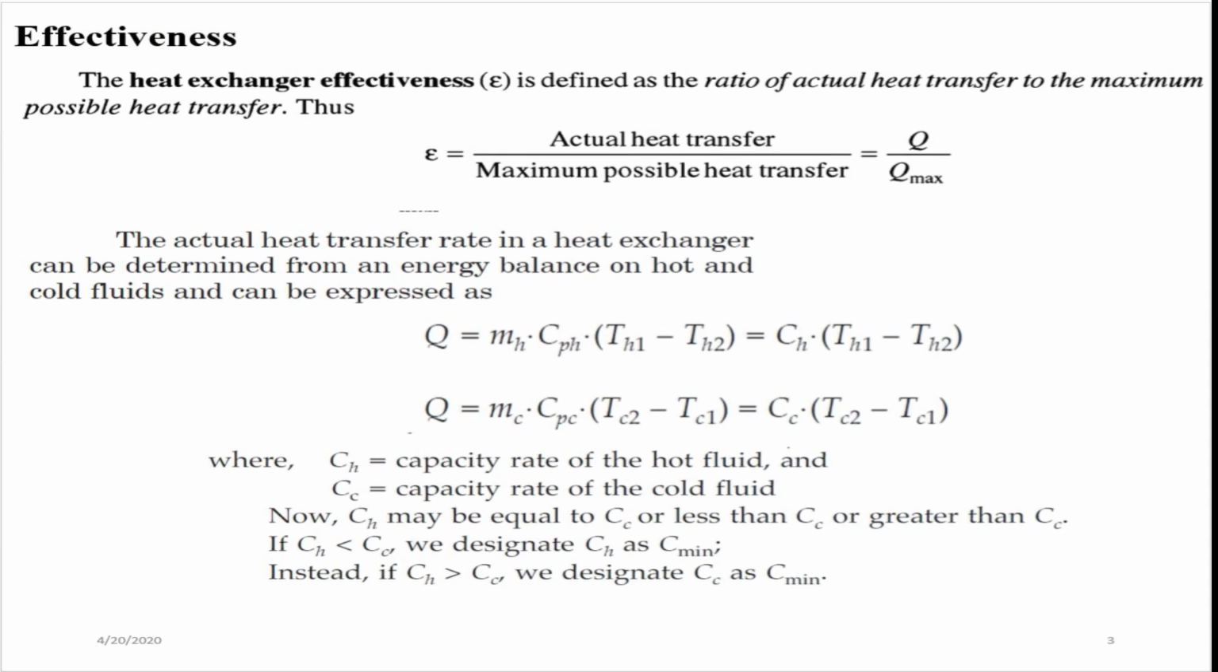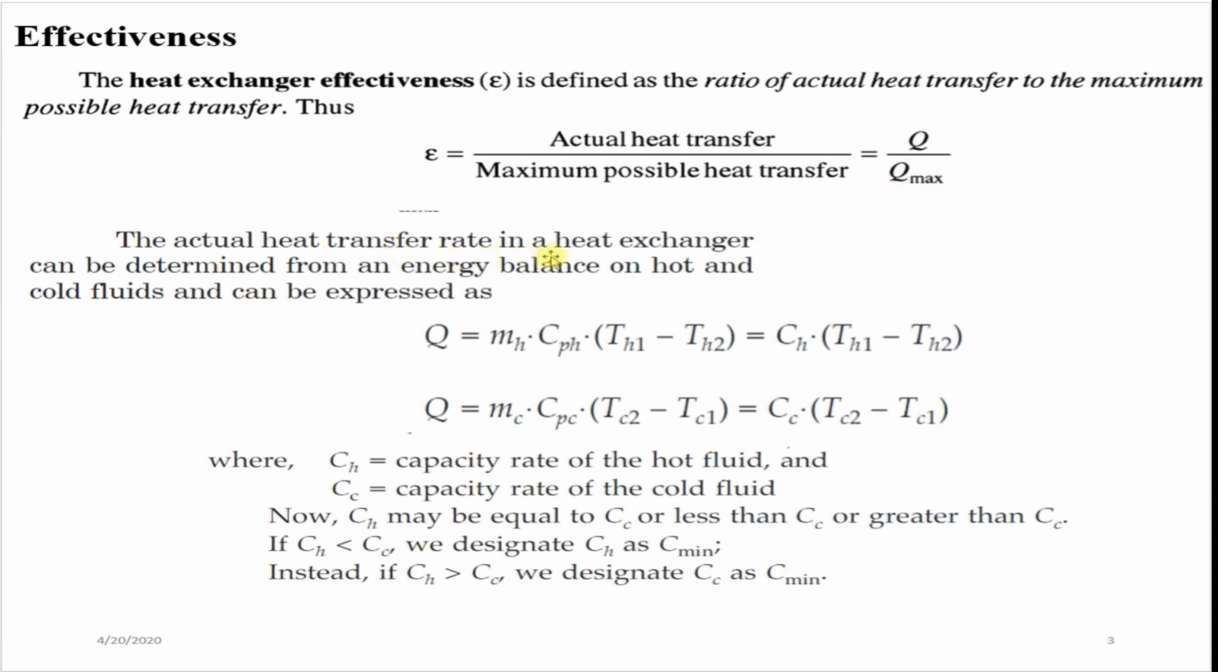Coming to effectiveness, what is the effectiveness of a heat exchanger? It is the ratio of actual heat transfer to the maximum possible heat transfer. The notation is epsilon. It is the ratio of Q by Q maximum. Q is the actual heat transfer. Q maximum is the maximum possible heat transfer.